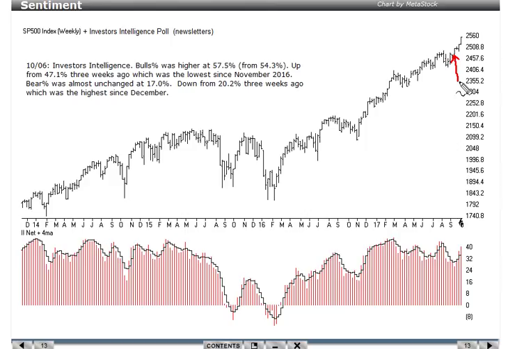At this point 3 weeks ago, respondents to the poll got very bearish. Bulls percent was the lowest since November 2016 three weeks ago, and bears percent was at its highest since December. And we saw the 4-week moving average of bulls minus bears, down here in black, reach a multi-month low. Newsletter writers at that point very wrong, in the short term at least, as the markets came pretty quickly higher.